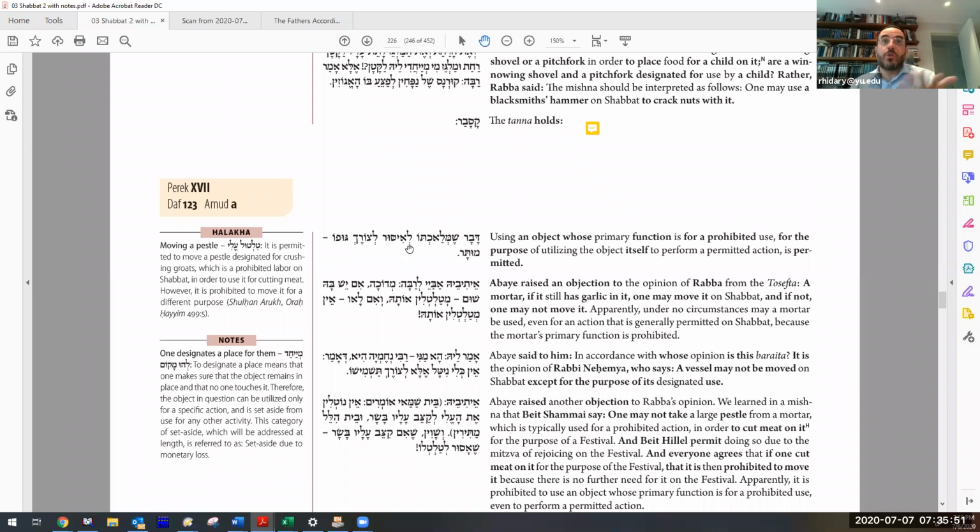Why not, Rabbah? You said that if I want to use it for a permitted purpose, then it's allowed. So how come I'm not allowed according to this Tosefta, Tannaitic authority? Rabbah could answer. He answers.